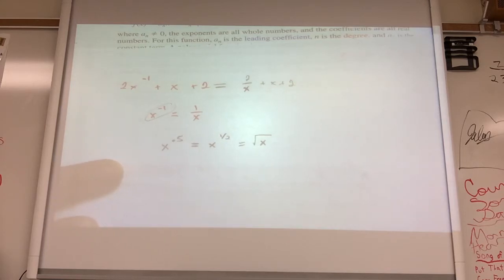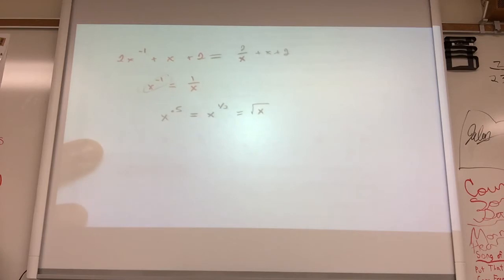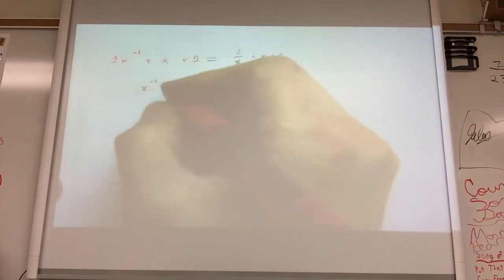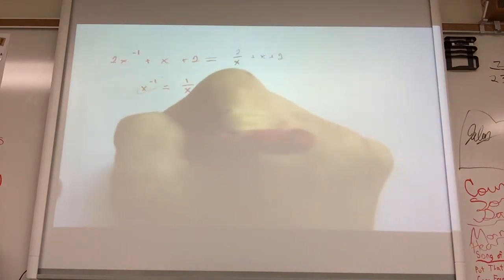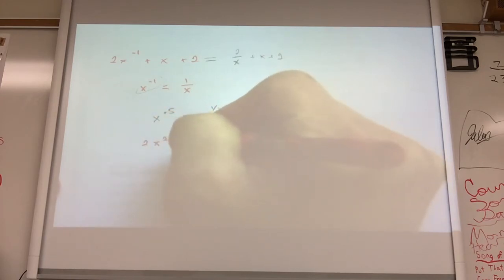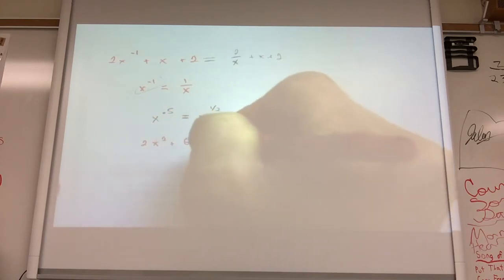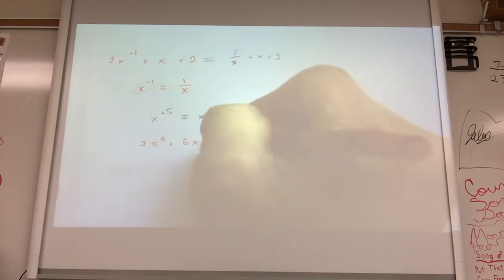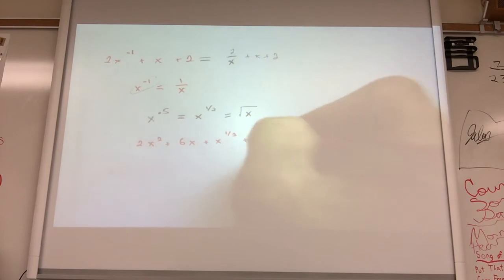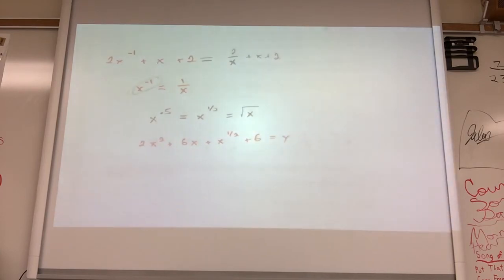And then the last thing that we could possibly see is, let me write out one example with this real quick. So that could look like this in an equation. Maybe you have 2x squared plus 6x plus x to the 1/2 power plus 6 equals y. Something like that. And you see that 1/2 power right there. That's going to make it not a polynomial function.